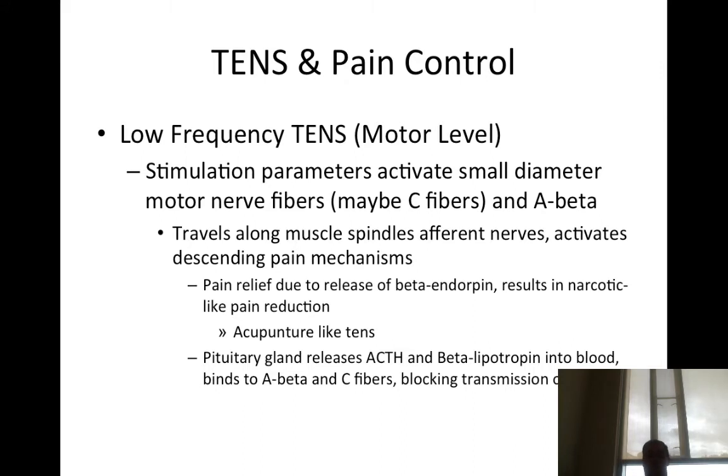All right, acupuncture-like TENS. We can actually put it on acupuncture mode. Some TENS units have an acupuncture mode, and it creates this motor level stimulation. The pituitary gland releases acetylcholine and beta-lipotropin into the blood that binds to these A-beta C fibers, blocking the transmission of pain.